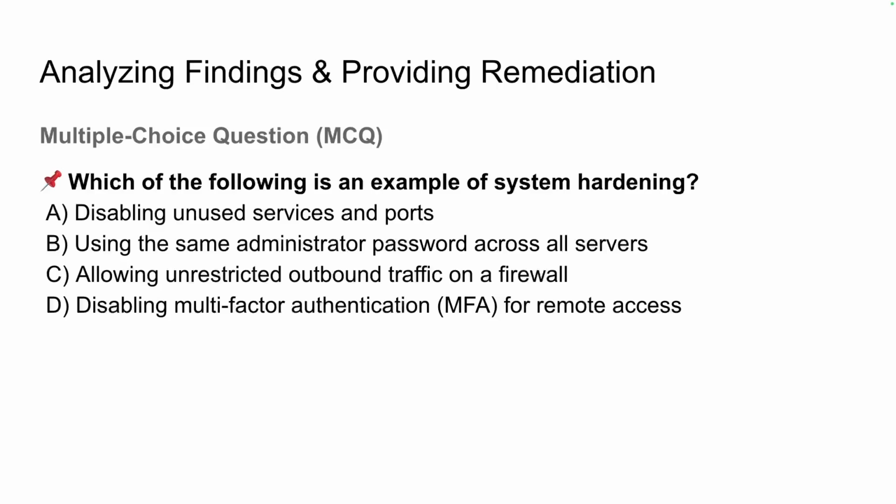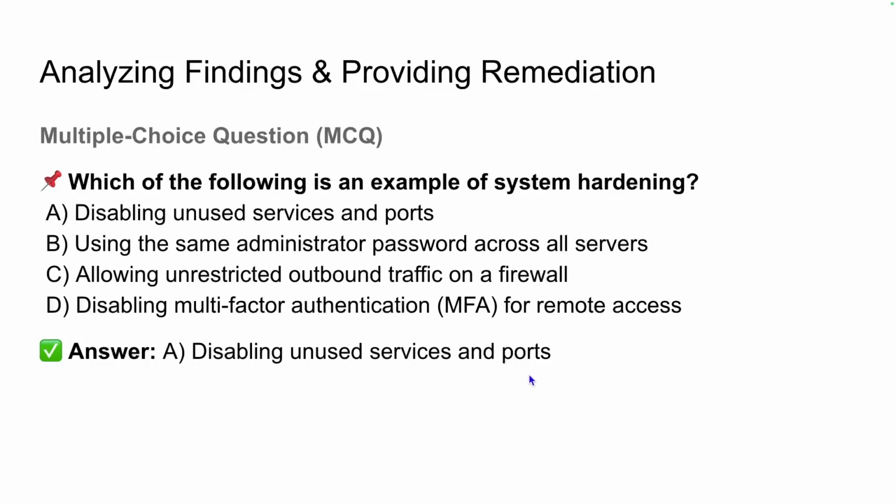Using the same administrator password across all servers, allowing unrestricted outbound traffic on a firewall, disabling multi-factor authentication for remote access. So disabling MFA is not security, so you're making it weaker. Allowing unrestricted outbound traffic on a firewall is not necessarily a security concept. You want to allow outbound traffic on a firewall so people from inside the network can access the internet. Using the same admin password across all servers is really weak. It's very bad security, so you definitely don't want to do that. So unused services and ports would be my answer. And there we go, disabling unused services and ports.